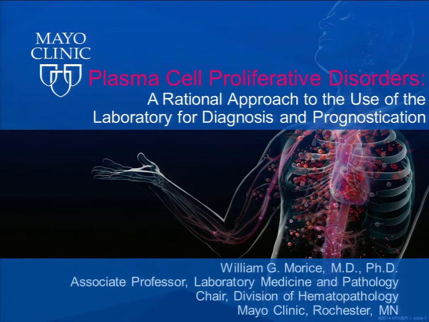Now, of course, Bill was becoming a little bit too productive, and so we had to make him division chair so that he'd have some administrative responsibilities to slow him down. But that doesn't seem to have slowed him down very much because he's continued to do great studies on flow cytometry and test utilization in the context of plasma cell dyscasias, and that's exactly what he's going to talk to you about today. So, Bill, the podium's yours.